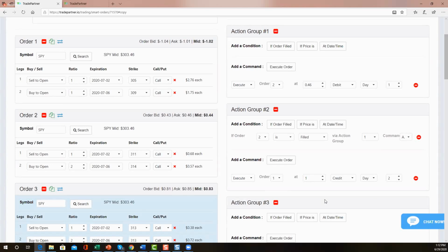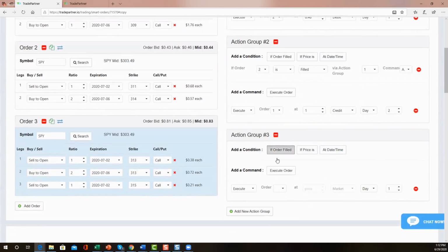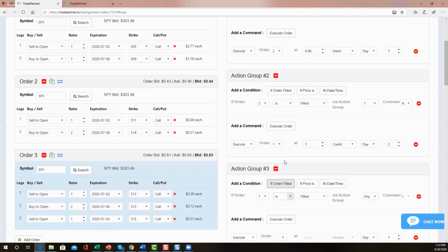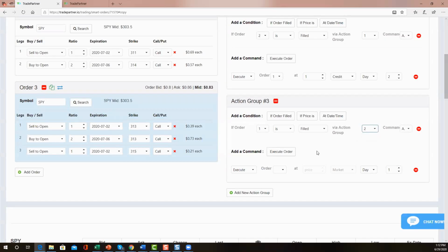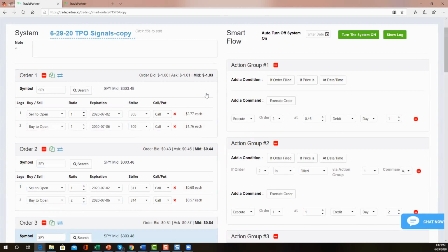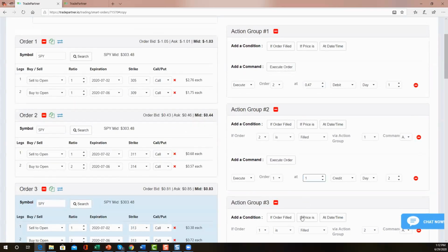And then I'm going to add a group, and I'm going to say if order number 1 is filled via action group number 2, then I'm going to execute order number 2 again. And I'm going to say at a debit of 0.46. All right, we're trading 43 and 44. So let's go one higher on that one. And there we go. Whoops.